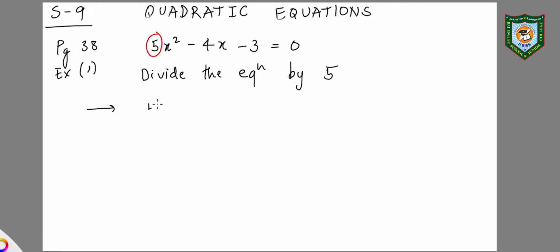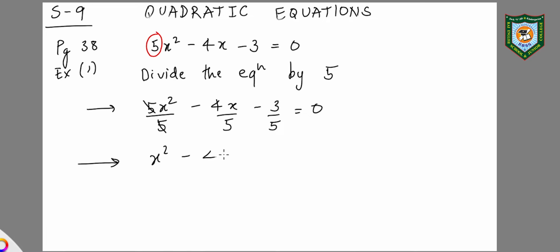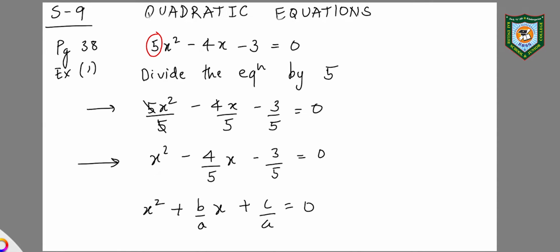So that gives me 5x square divided by 5 minus 4x divided by 5 minus 3 divided by 5, which is equal to 0. 5 and 5 cancel out, so I am left with x square minus 4 by 5x minus 3 by 5 is equal to 0. Before moving to our next step, we need to compare this to our standard equation for the completing the square method, which is x square plus b by ax plus c by a, equal to 0.